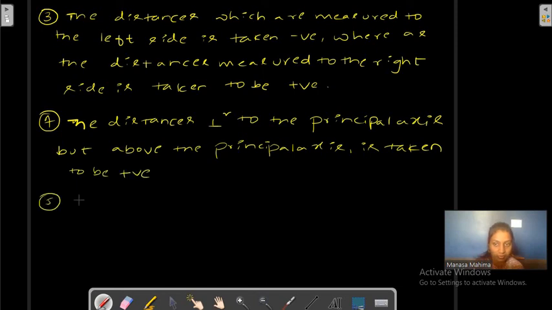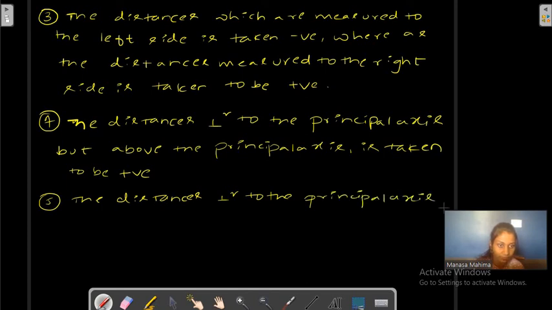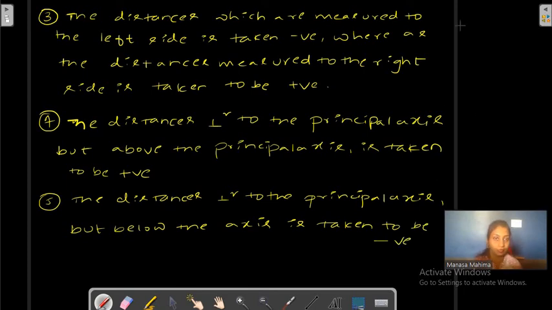And the distances perpendicular to the principal axis, but below the axis, are taken to be negative. See, for each point I will write the diagram so that you will get to understand easily.